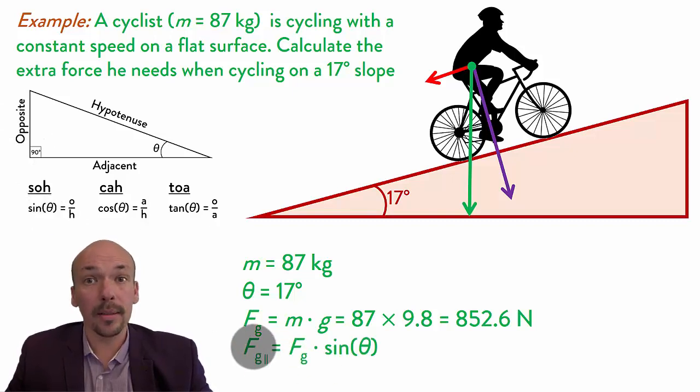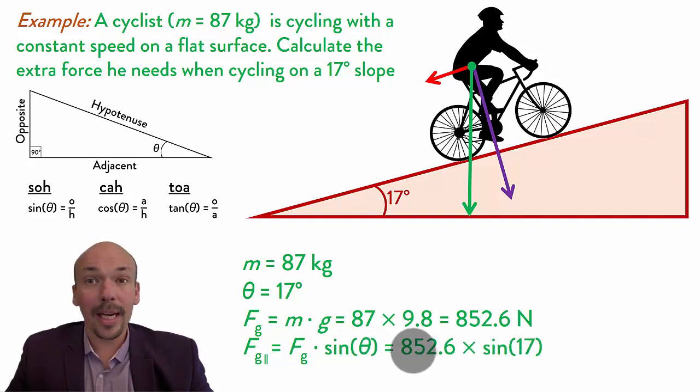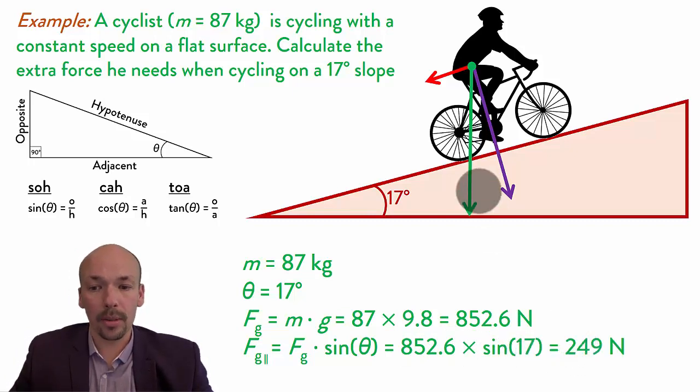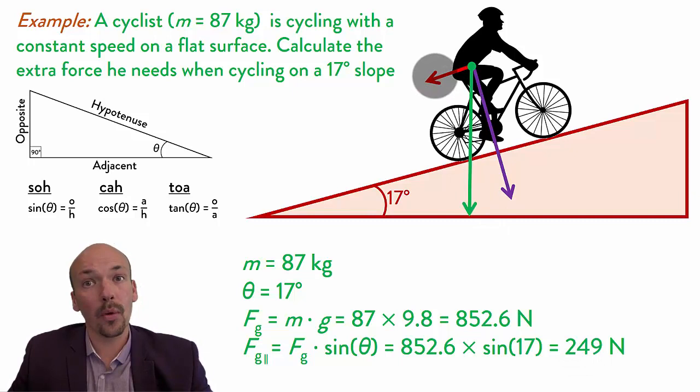So we need to calculate the force parallel to the slope, which is the gravitational force multiplied by the sine of the angle. Again, the calculator needs to be on degrees. So 852.6 multiplied by the sine of 17 equals 249 newtons. So this arrow will be 249 newtons, and that's the extra force he will need to continue at the same speed when going up this slope.